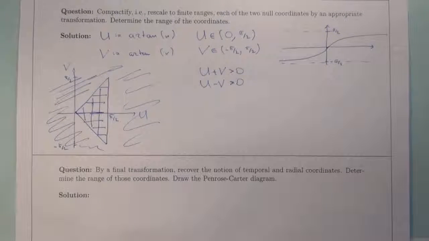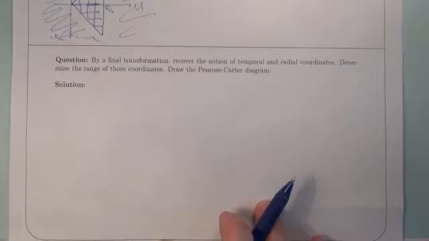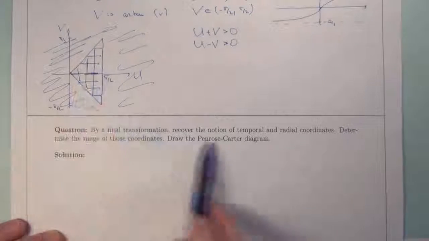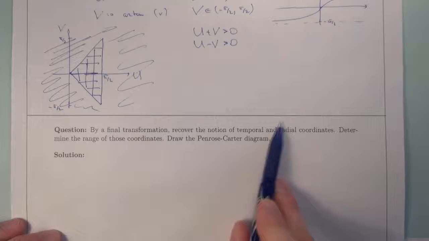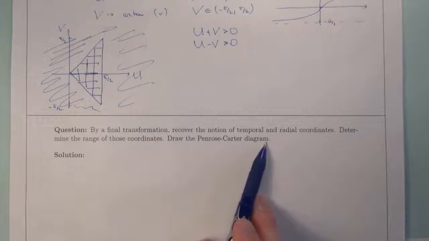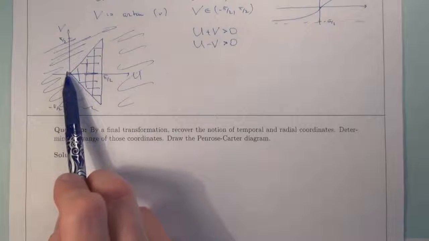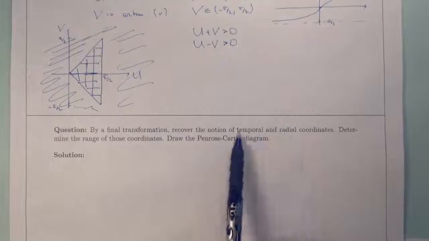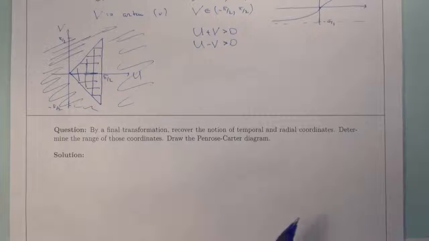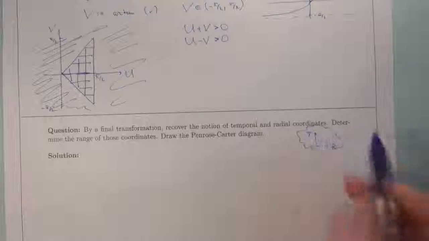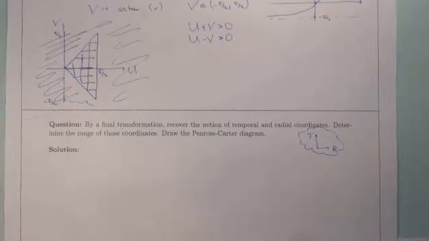So that was the second last step, and the final transformation that we have to do is again recover a notion of temporal and radial coordinates, because the whole idea of this Penrose-Carter diagram is to make some statements on the causal structure, and therefore we must preserve temporal and radial coordinates in the way that we are used to them. So we want to have some r here and some t here. So that's the aim, and then we can talk about future and past.